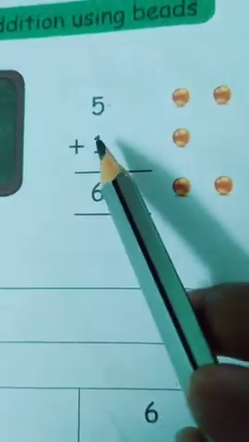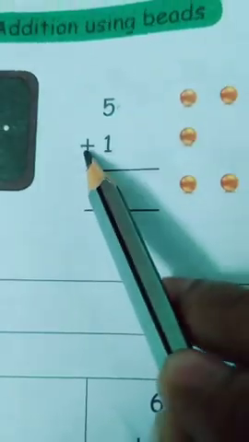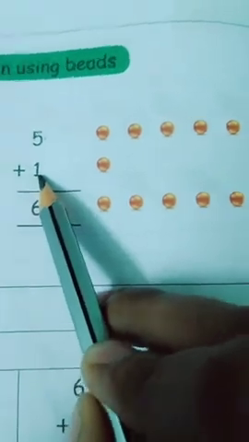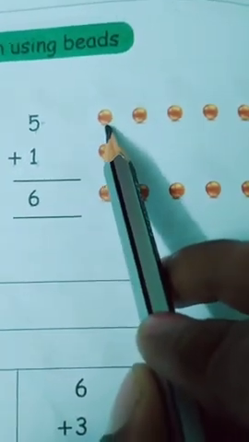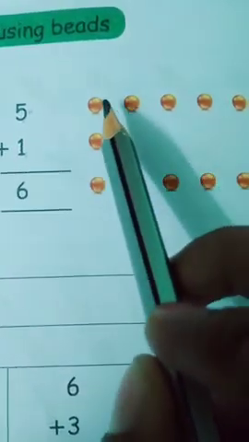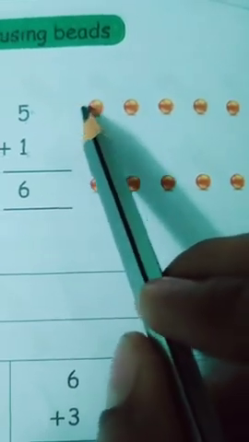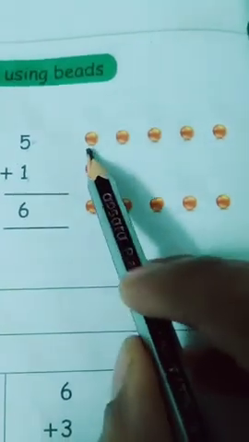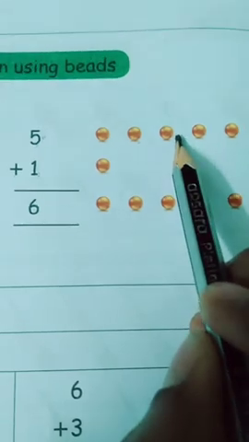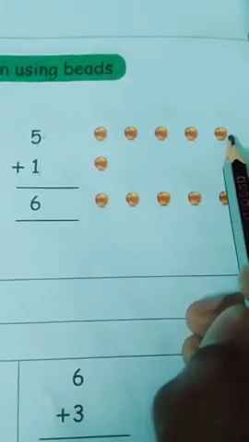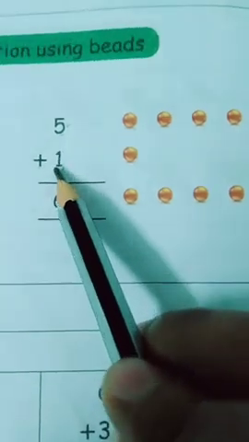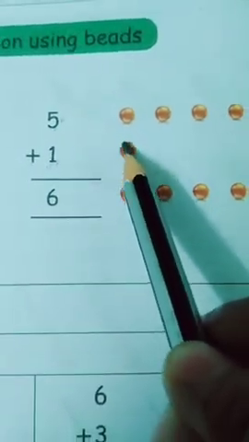5 plus 1. In the same way we keep 5 dots or draw 5 beads. Beads means just a circle. 1, 2, 3, 4, 5. 5 beads we draw. Then 1. So we draw only 1 bead.